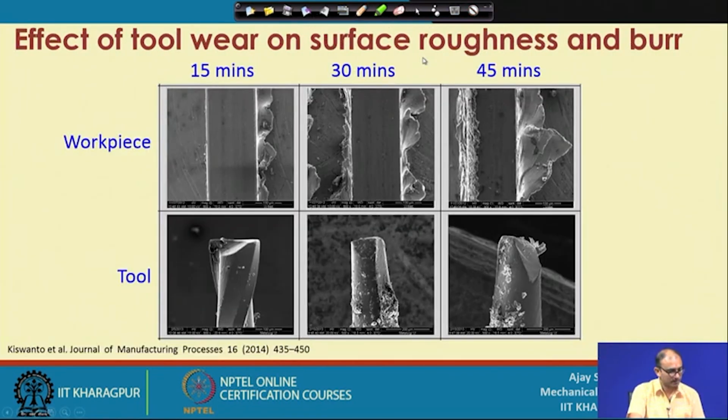So, here it is the tool wear. Now, if you see this particular thing, this is the tool condition after 15 minutes of use, and this is after 30 minutes and after 45 minutes. Now, if you see, the rotation is mostly in this direction of the cutting tool, and then it is moving in this direction. So, now this is the up milling side and this is the down milling side. You can see that in the earlier case also we have seen that the burr formation on the down milling is high compared to the up milling.